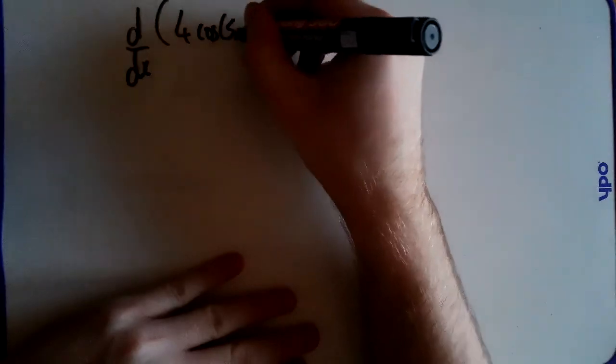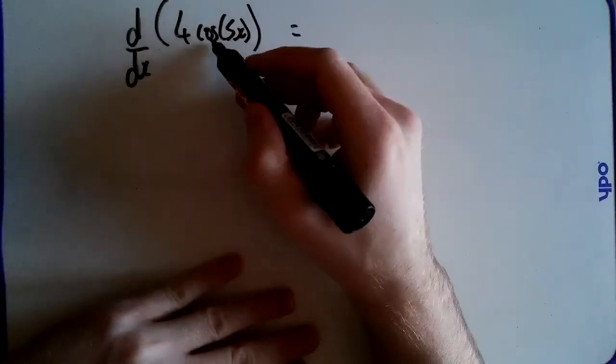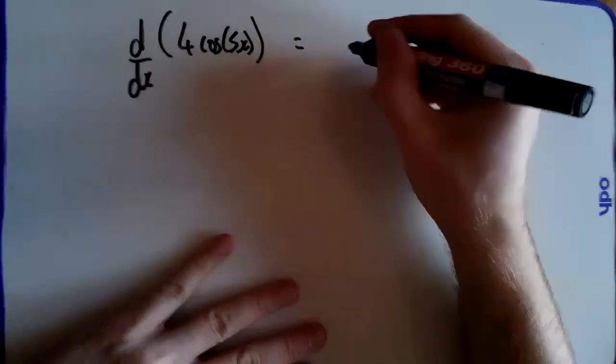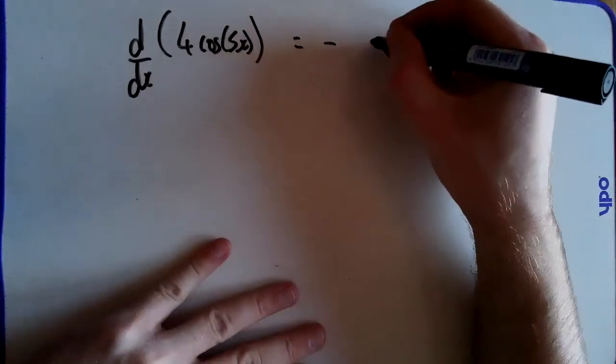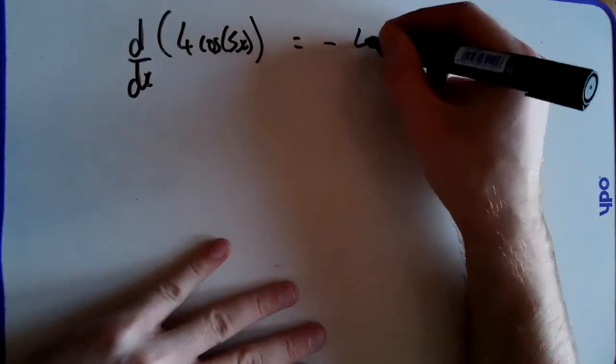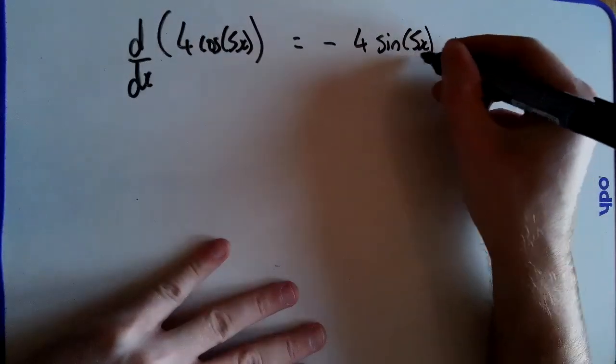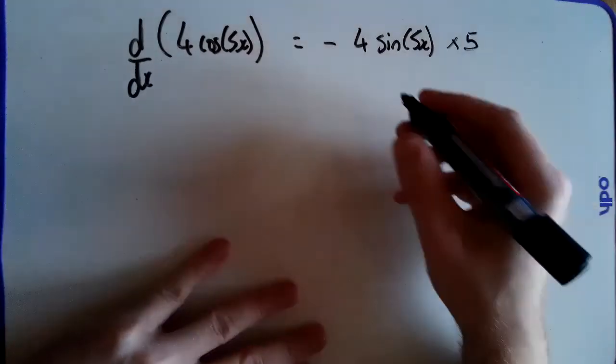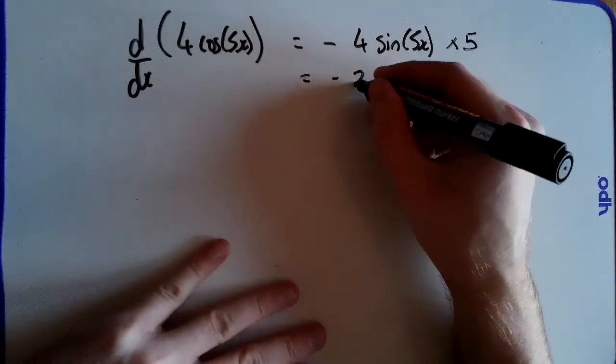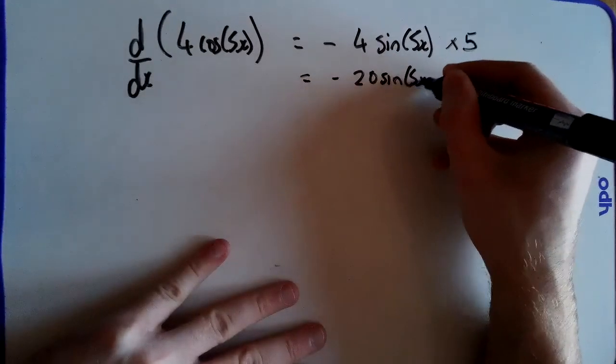Okay, and started for lesson 3. So differentiate the following: d by dx of 4 cos 5x. Well, cos goes to minus sine. I'll leave the 4 alone. And I also need times by, remember, derivative of that. So times by 5, which gives me minus 20 sine 5x.